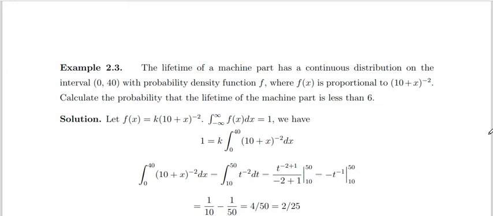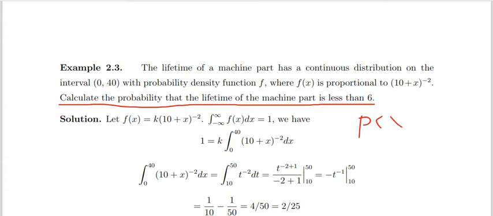So we say all those kinds of problems are the same. Like here, we want to calculate the probability that the lifetime is less than 6. So we want to find the probability that X is less than 6. At first we need to find the density function. The density function is proportional to this, so we can say the density function equals this.